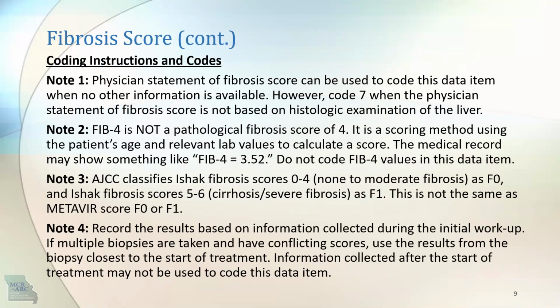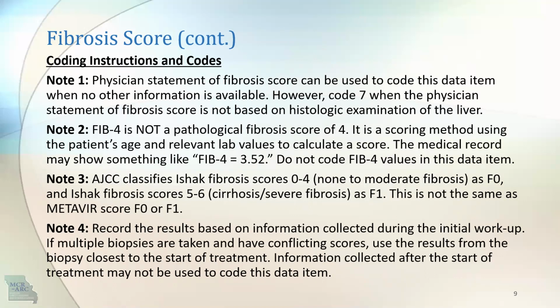Coding instructions and codes for fibrosis score. Note 1. Physician statement of fibrosis score can be used to code this data item when no other information is available. However, code 7 when the physician statement of fibrosis score is not based on histologic examination of the liver.